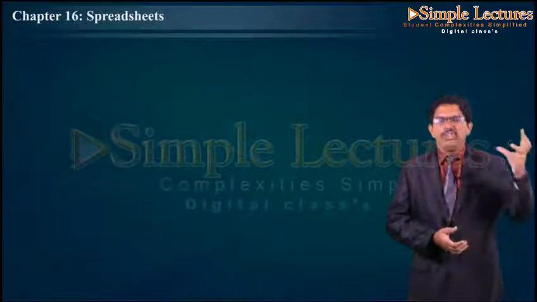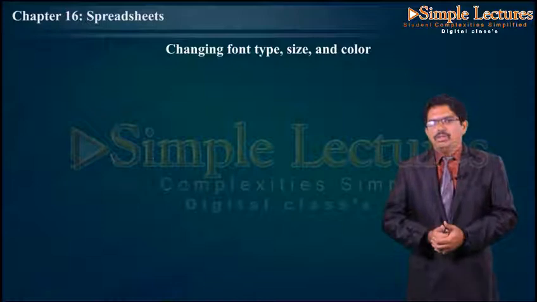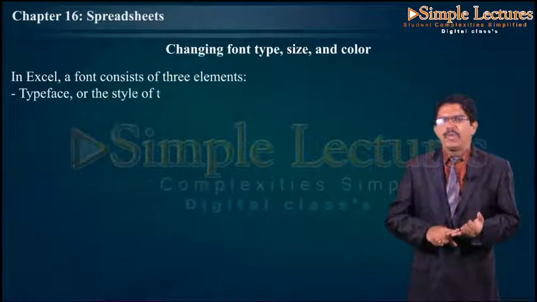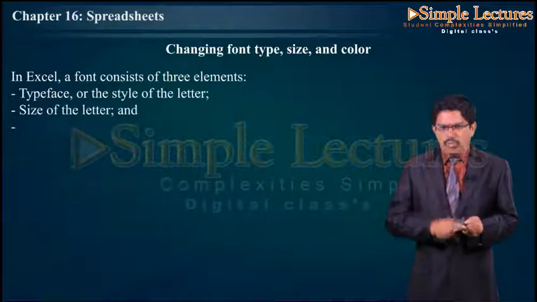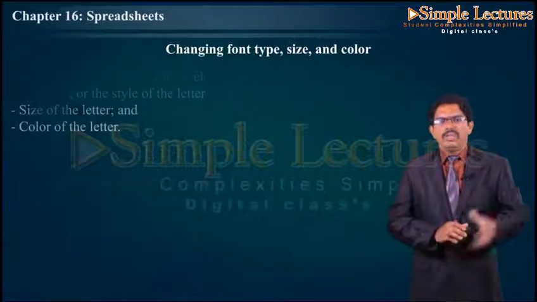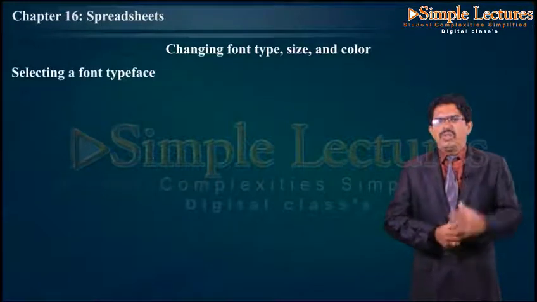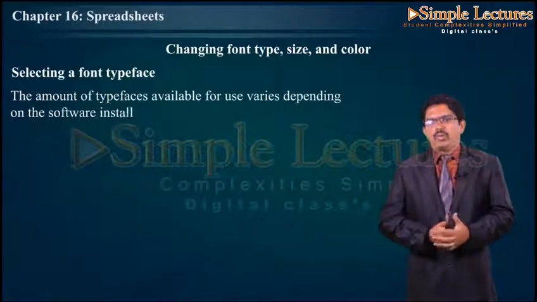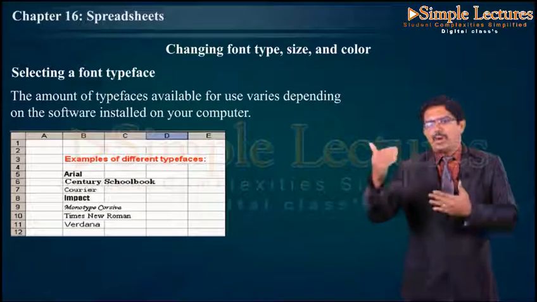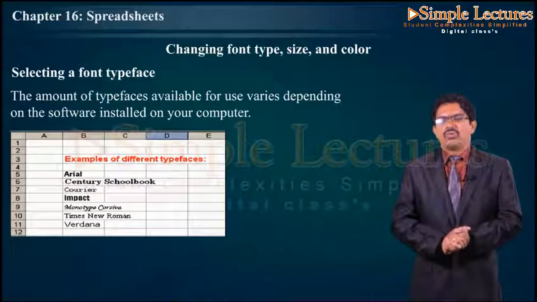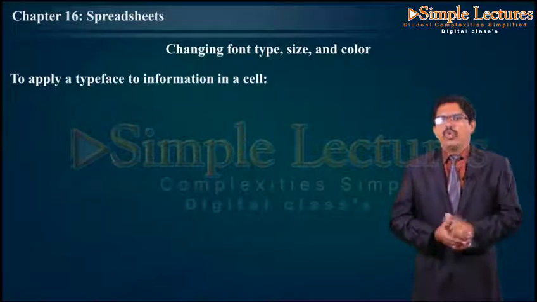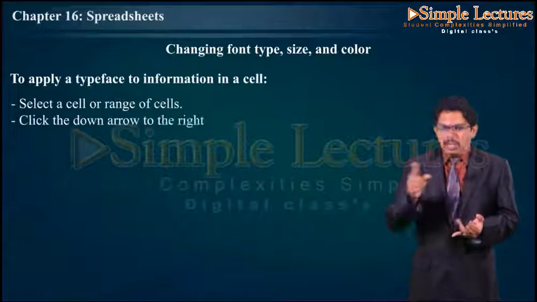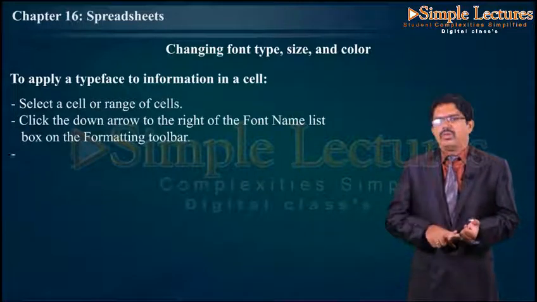Changing the font type, size and color. In Excel, a font consists of 3 elements: typeface or style of a letter, size of a letter, and color of a letter. Selecting a font typeface. The number of typefaces available for use depends upon the software. So, whatever software you install, the fonts will change accordingly. To apply a typeface to information in a cell, select a cell or range of cells. Click the down arrow on the font list. A drop down list appears.